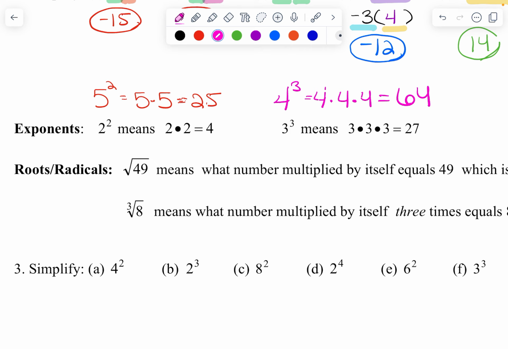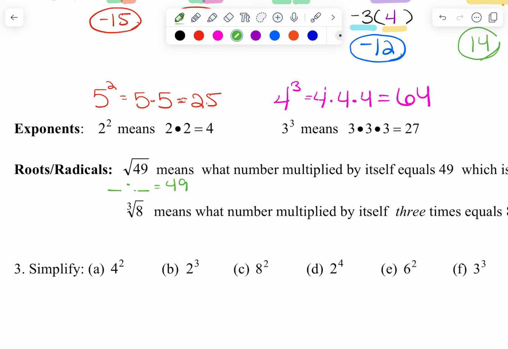So those are exponents. Now, roots and radicals are the kind of inverse to an exponent. So in this case, I was taking the same number and multiplying it with itself. So 5 times 5 to get that 25, or 4 times 4 times 4 to get 64. Well, now I'm going to be looking at, in this first case, the square root, or root 49, which means what number multiplied times itself. You can use little blank spots if you want to. So blank spot times blank spot has to equal 49.